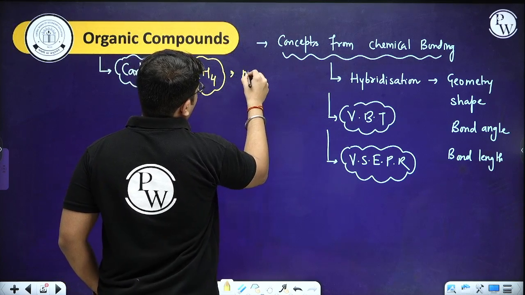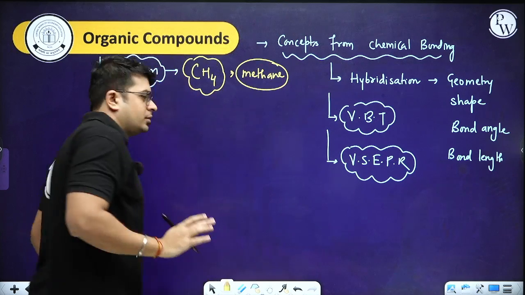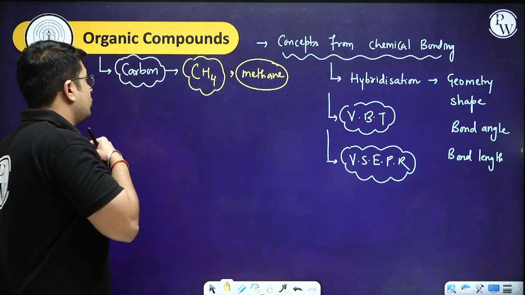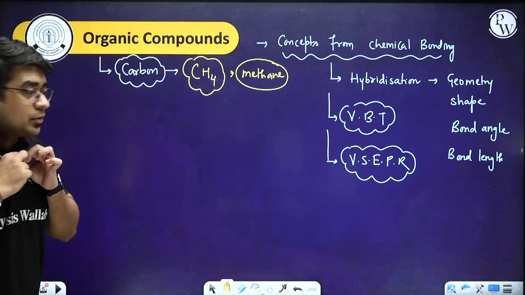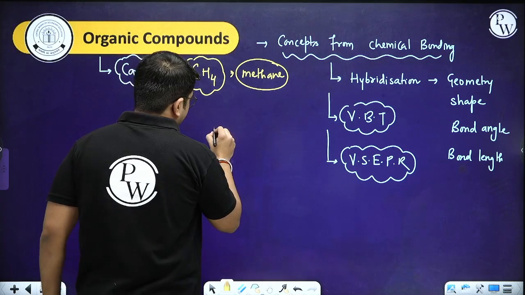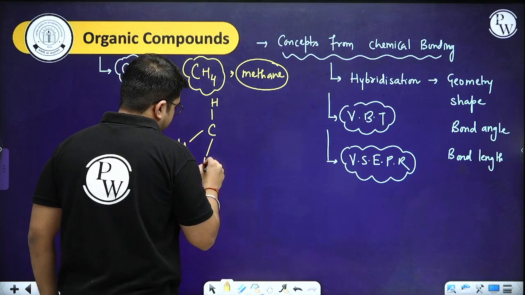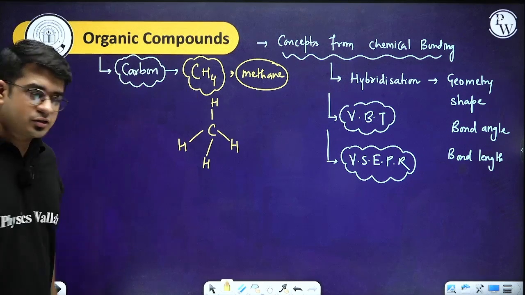CH4 is also known as methane. I'm not talking about the nomenclature, but this part we already know. CH4 is basically methane. If I talk about the concept of this methane, how you are going to derive the hybridization, because in case of methane, basically we have hydrogen, hydrogen, hydrogen as well as hydrogen. So basically 4 hydrogens are there.